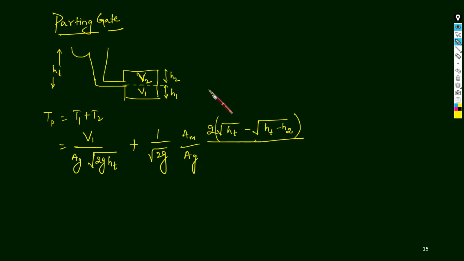And V2 is equal to Am into h2. So from here we will calculate Am and put it here. If V2 is given, then we can calculate Am. Otherwise Am may be given, so directly you can put it here. Ag is common everywhere, Ht is obviously given, and we will be provided h2 and h1. If we calculate V1, this is Am into h1. Okay, so this is the parting gate. Let us solve one problem and see how this works.